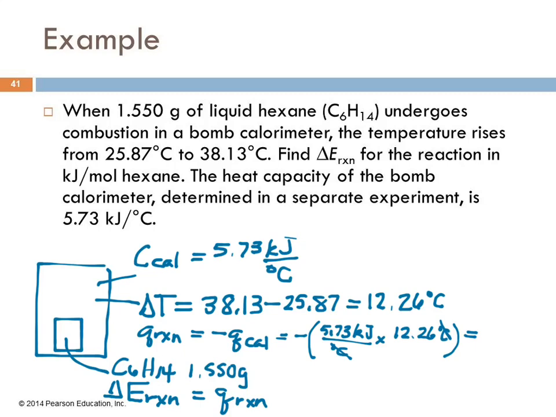Well, this does tell us something. This tells us that this calorimeter, for every degree change in temperature, must have an energy change of this many kilojoules. So as long as we know the temperature change, we can calculate the amount of energy that it absorbed. So that is 5.73 times 12.26.